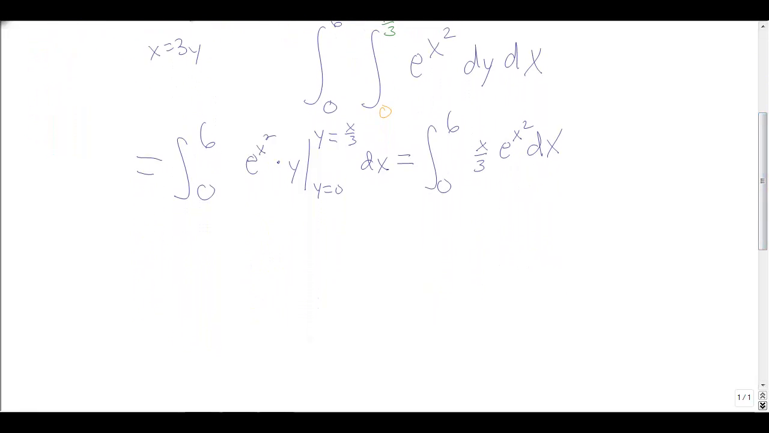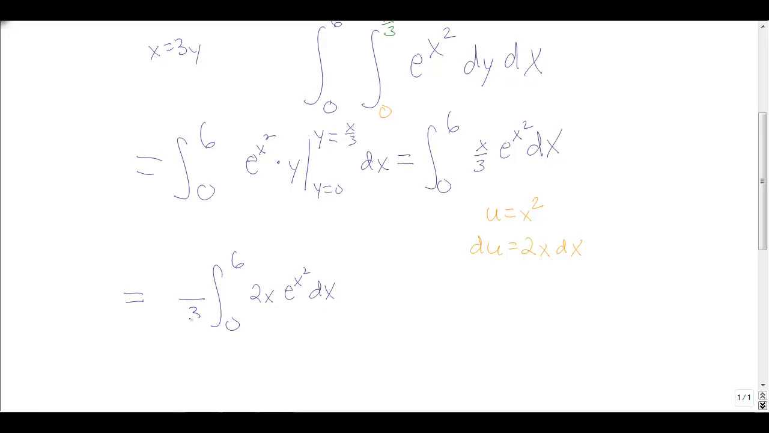So I'm going to let u equal x squared, and then du is 2x dx. Here, I already have the x, so I need the 2. And so I'm going to just rewrite this as the integral from 0 to 6. I want to write it as 2x e to the x squared dx.